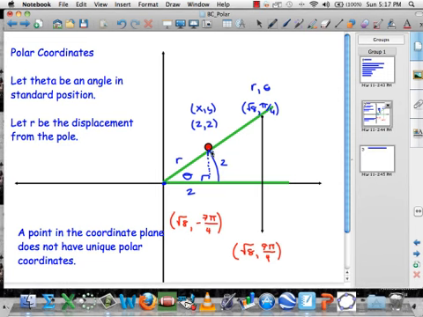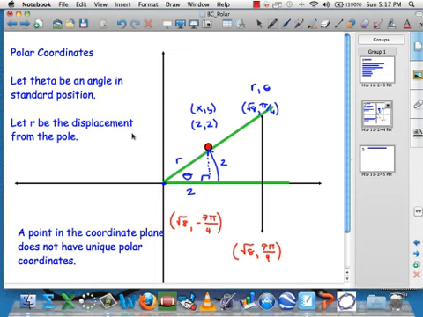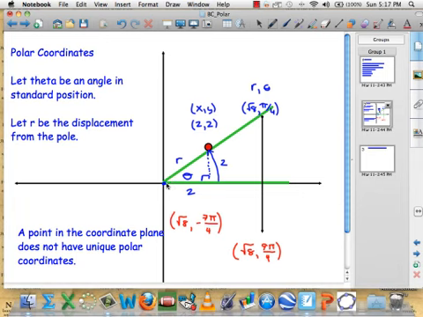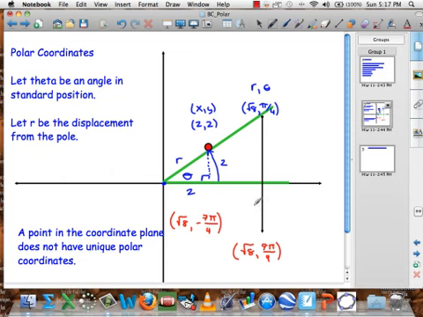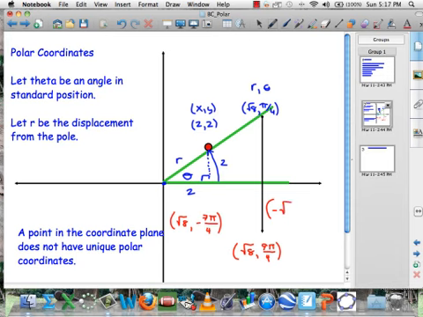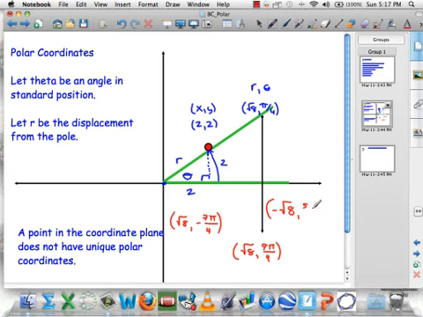We could also use this with a negative r value. So let's say I went around the pole to an angle of, what is that? That's 4 pi over 4. That's 5 pi over 4. And then I went backwards, square root of 8 units. So then we could say that that's got coordinates negative square root of 8, comma, 5 pi over 4.